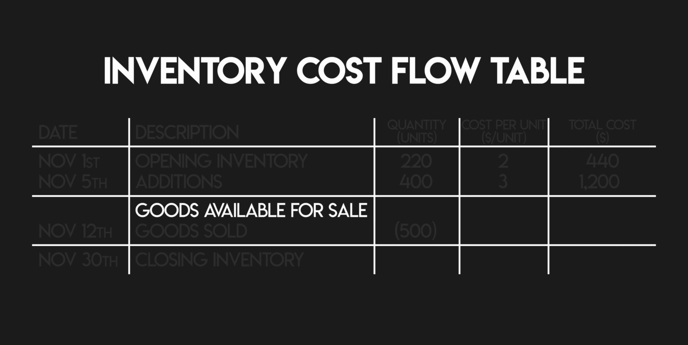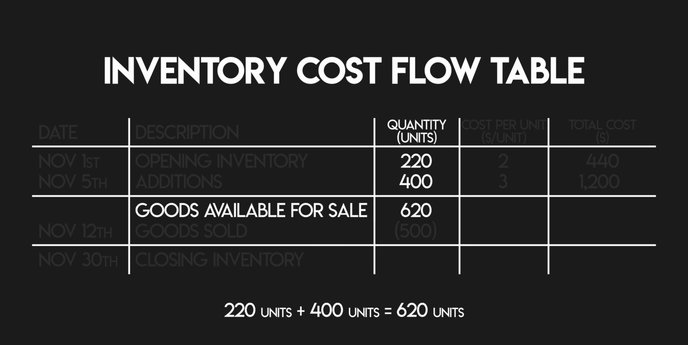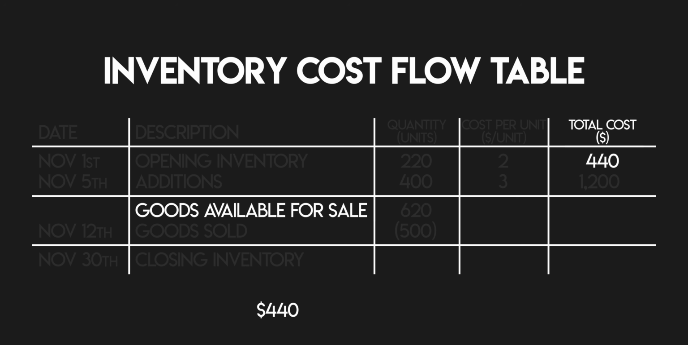To work out your goods available for sale, we'll need to take some subtotals. 220 plus 400 is 620 units available for sale, and 440 plus 1,200 is $1,640, your total cost of goods available for sale.